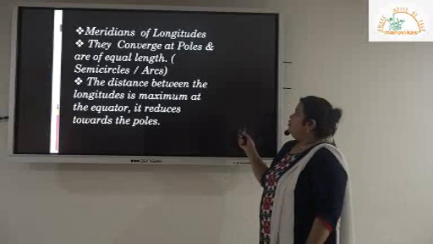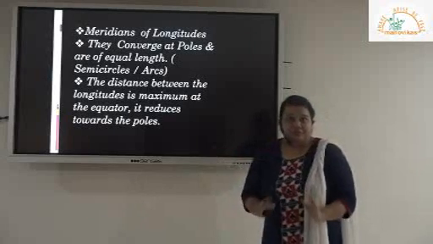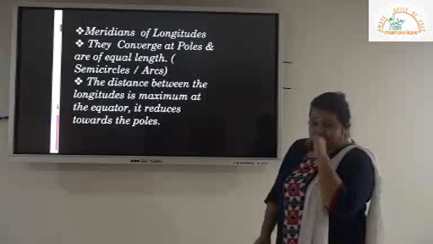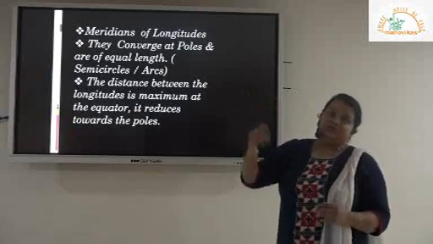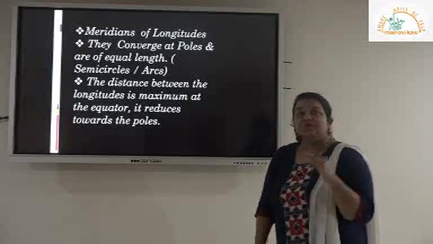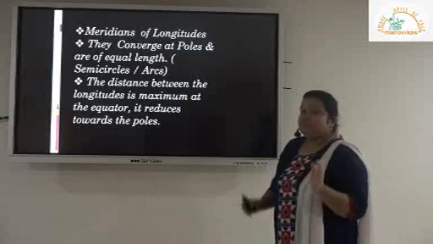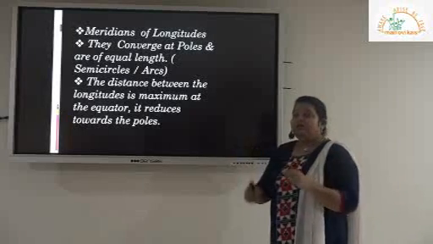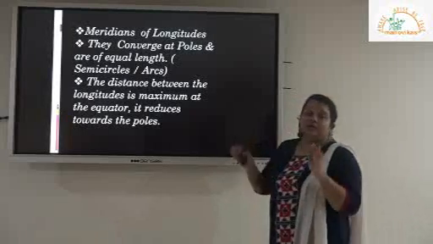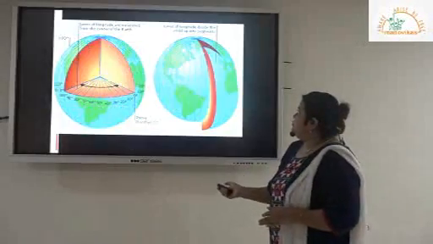The distance between two longitudes is maximum at the equator, that is 111 kilometers. But as you are moving towards the polar regions, the distance between two longitudes will go on reducing, as the shape of the earth is circular or spherical and all the longitudes are converging at the poles.